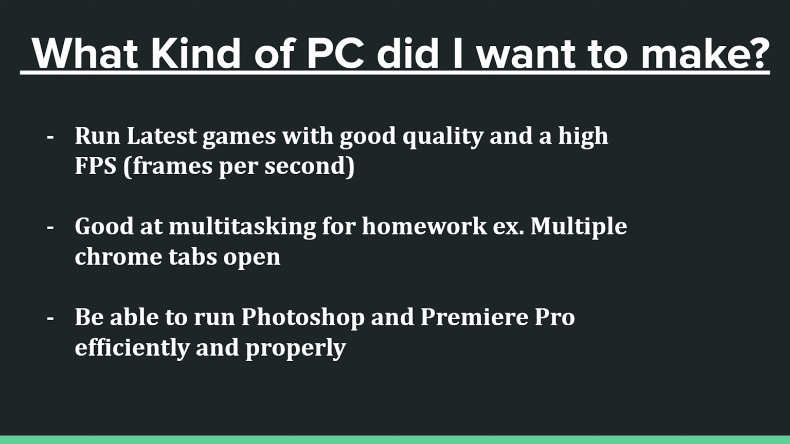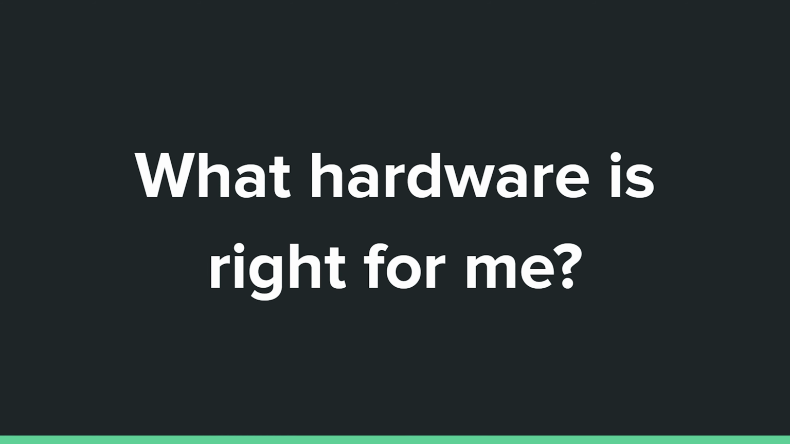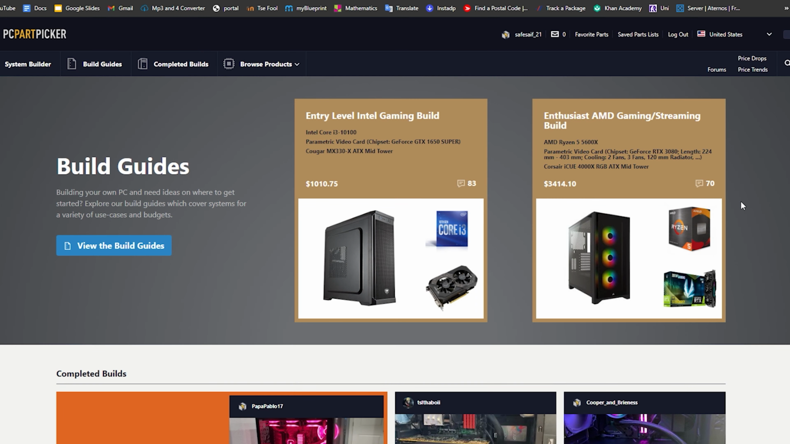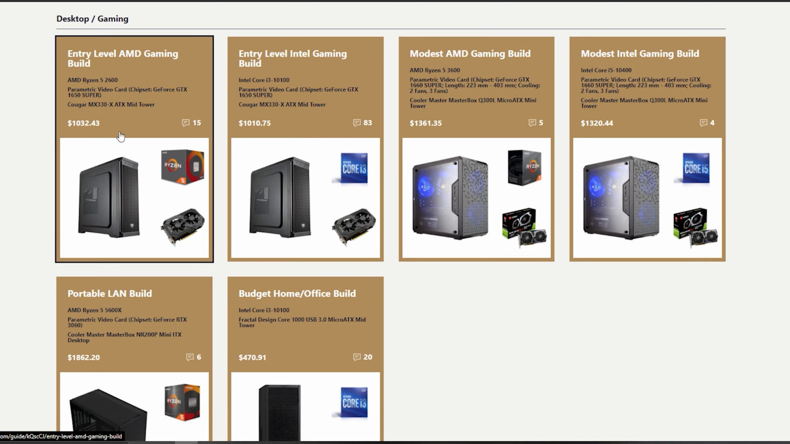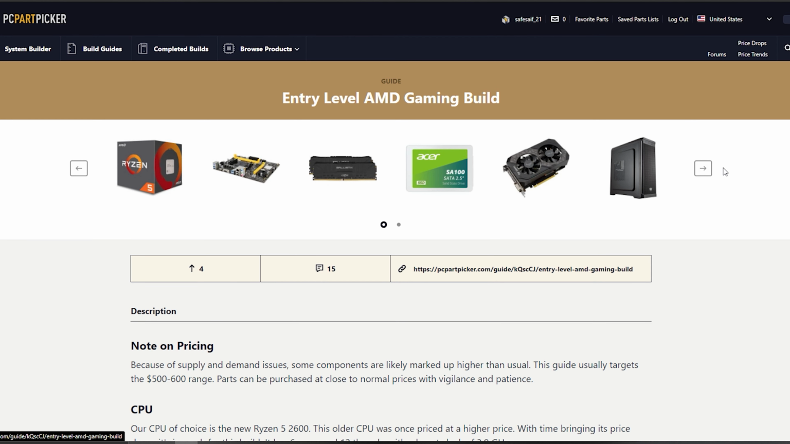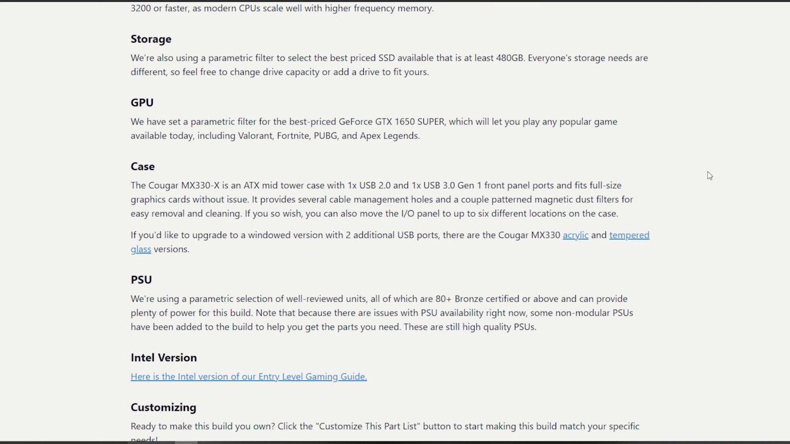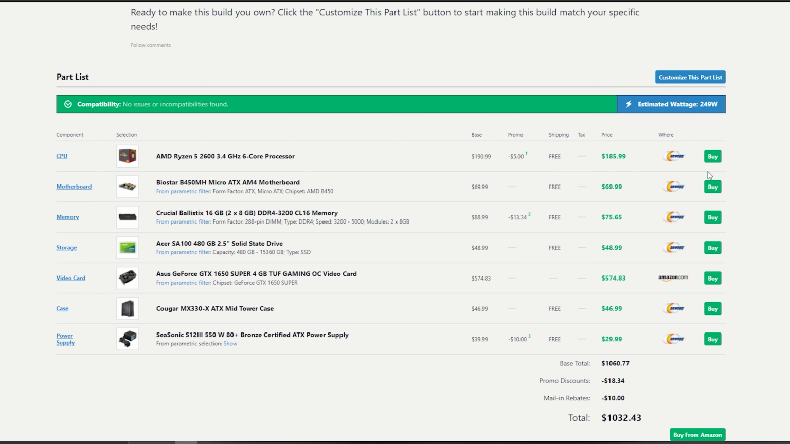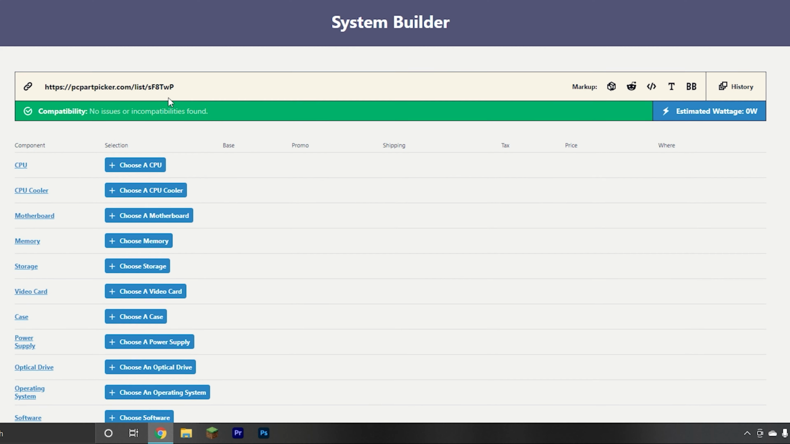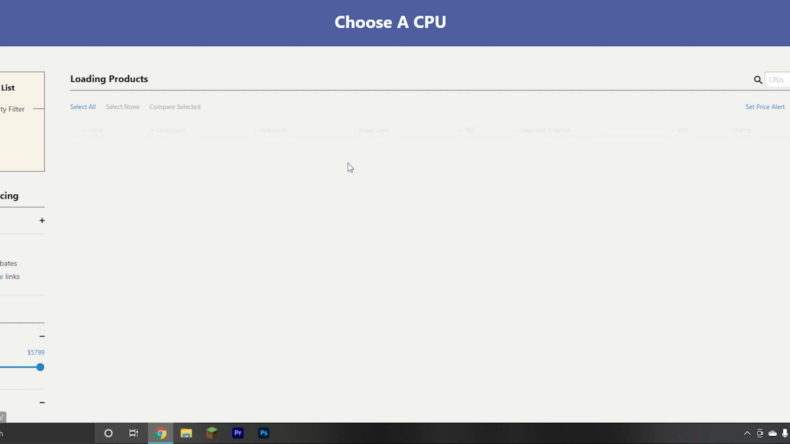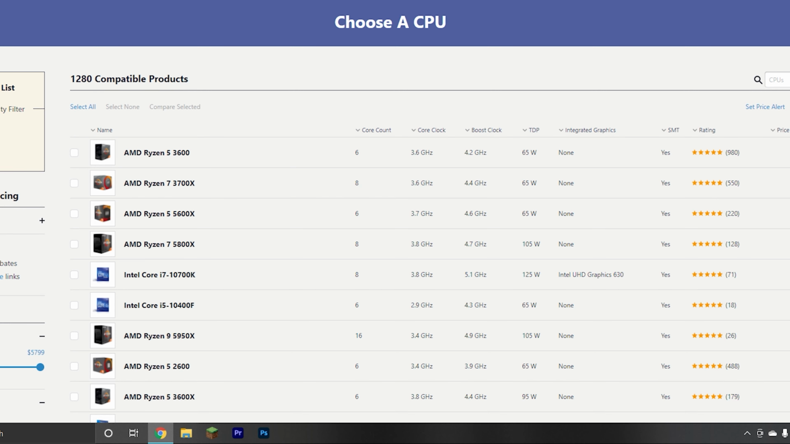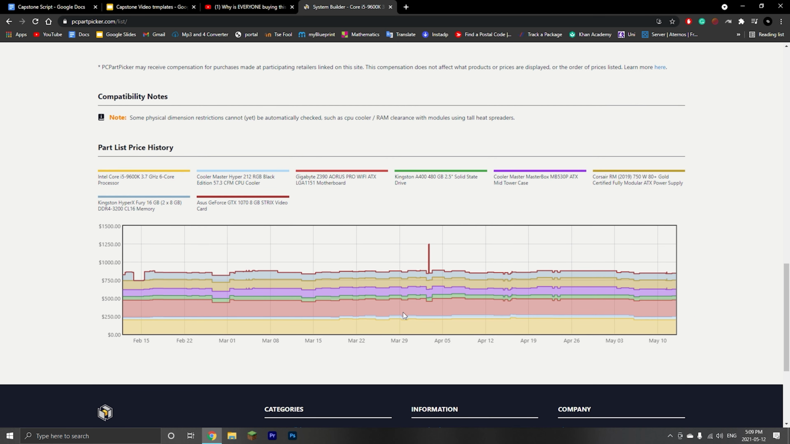But there was one problem. I had no idea what hardware is appropriate for the tasks I wanted to complete. So I took to a website known as PCPartPicker.com, a platform where people can create virtual PC builds from entry level to the best of the best. All builds have a detailed description of all the parts chosen and how this PC can perform. Another great part of this website is you can create your own custom PC virtually and see the compatibility of all parts. It also shows you a price graph showing the price ranges in the past few months.